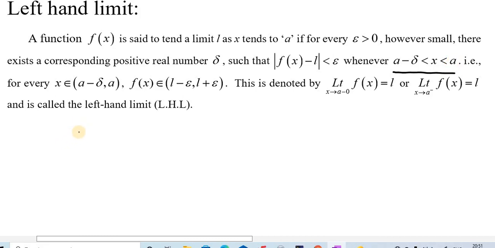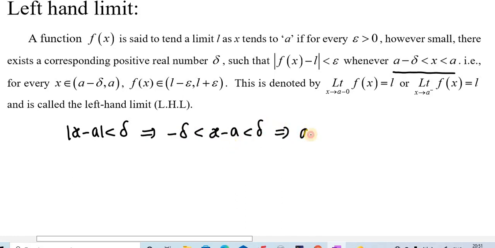Here previously we have modulus of x minus a less than delta. This can be written as minus delta less than x minus a less than delta. Here we have minus a. This minus a goes to this side. It becomes positive. So, a minus delta less than x less than a plus delta.